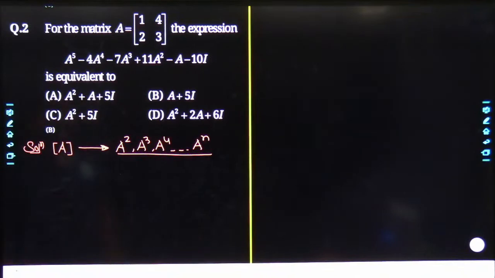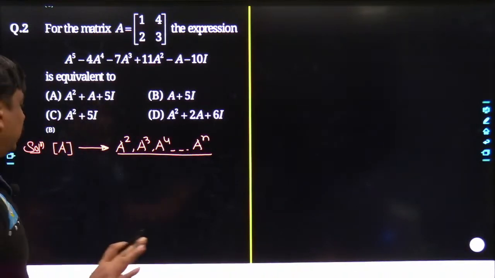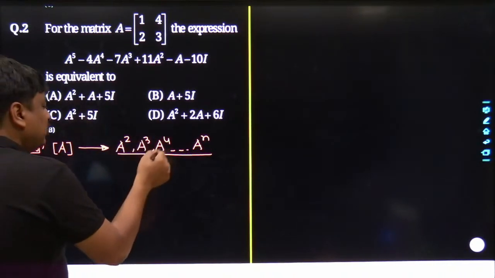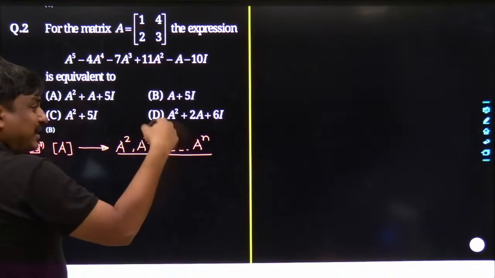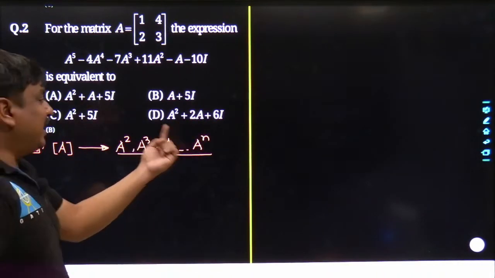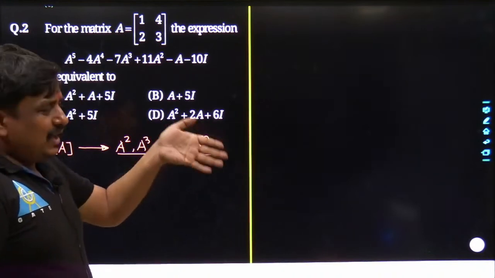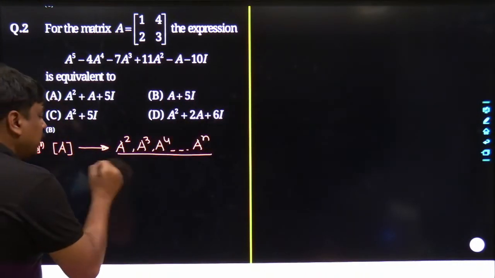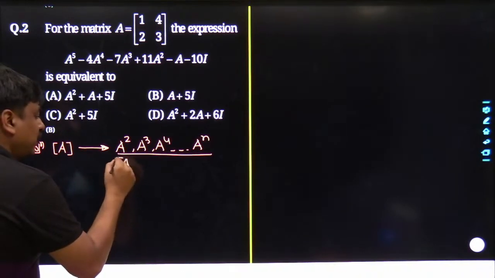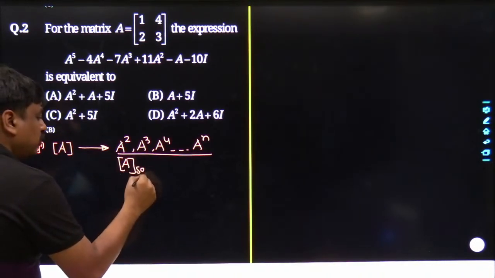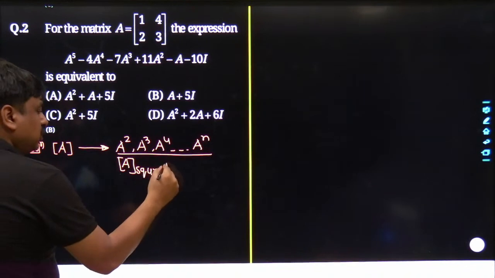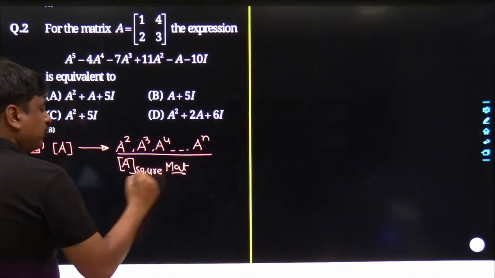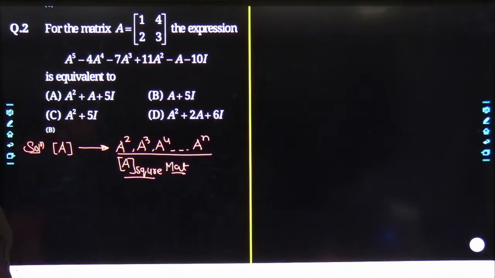My dear friends, I have seen many times the students used to have doubt about this A squared, A cubed, A to the power of 4, or I can say A to the power of n, where n is a natural number greater than 1. My dear friends, that's possible only if the matrix A is a square matrix. Would you agree on it or not? Just wanted to ask each one of you.